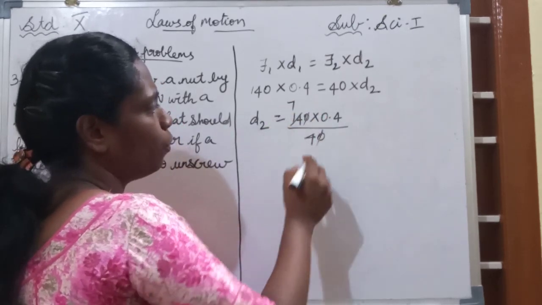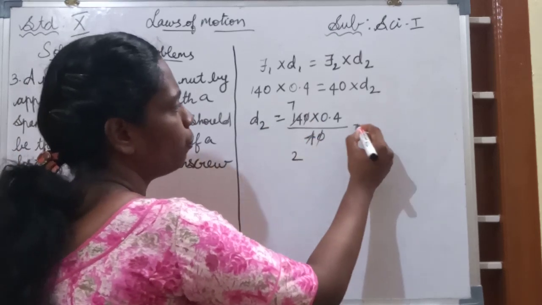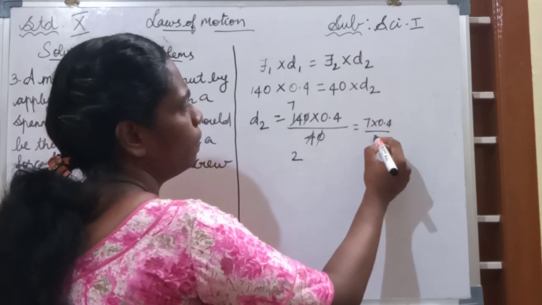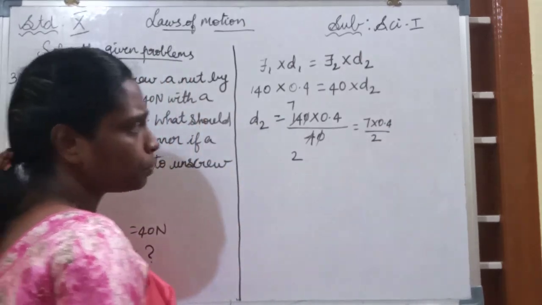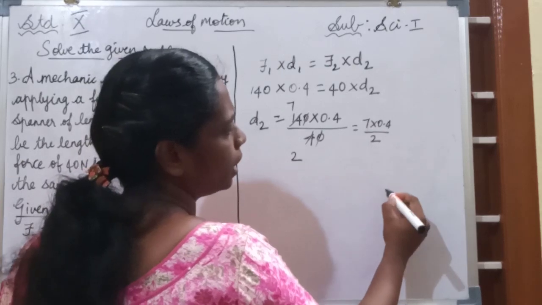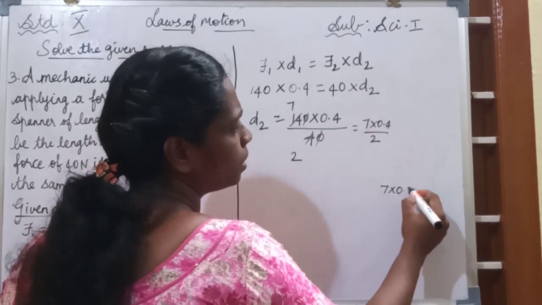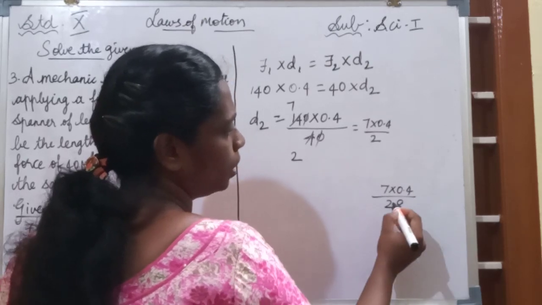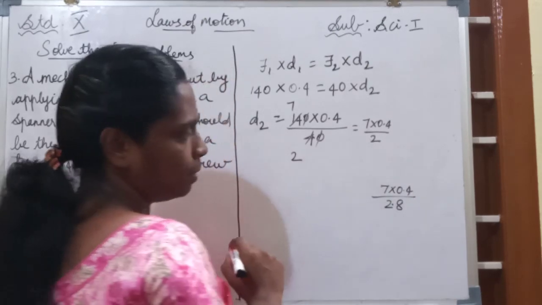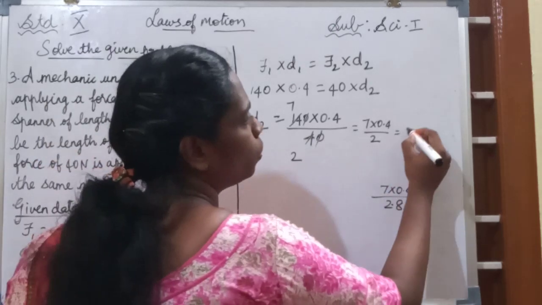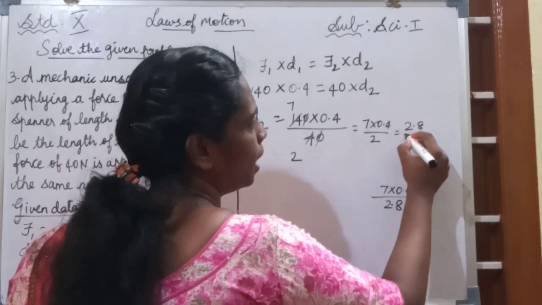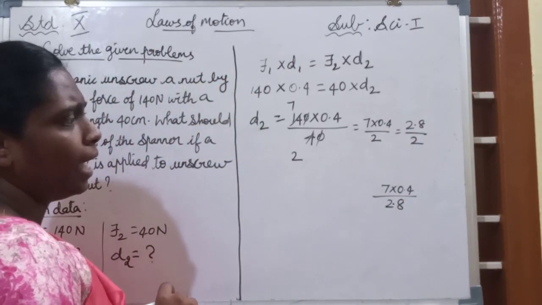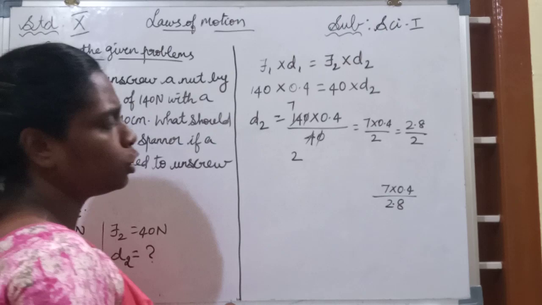2 7s are 14, 2 2s are 4. So 7 into 0.4 divided by 2. Just do the multiplication: 7 into 0.4, 7 4s are 28. Now here you are going to keep the decimal. So 2.8 divided by 2.